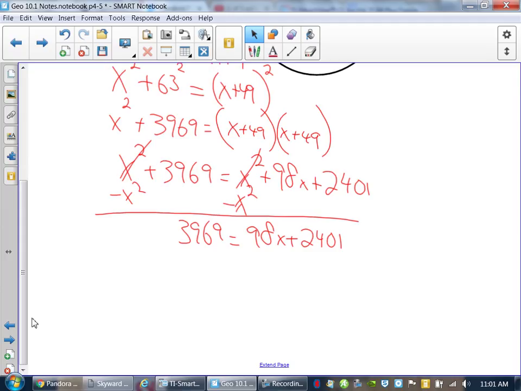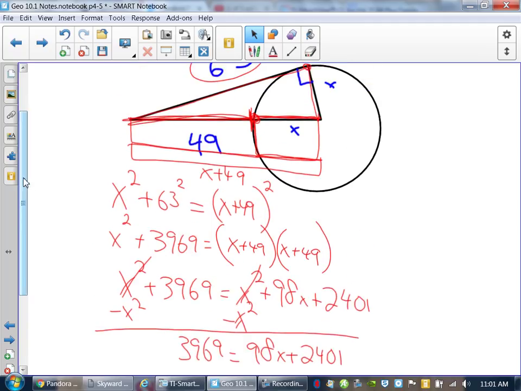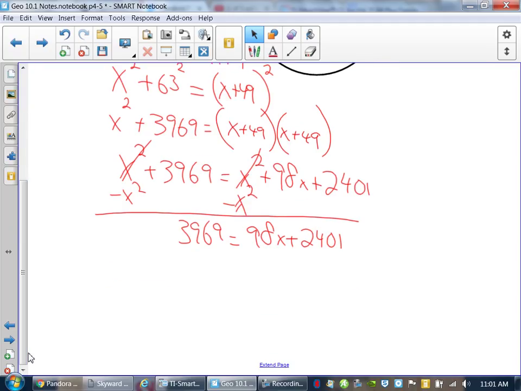Yes, sir? Yeah. So you squared the x. Why is it just supposed to be x plus 63? No, I'm using Pythagorean theorem. So subtract out the 2401. And if I'm not mistaken, this was 16. Okay. You get 16, then becomes the radius.